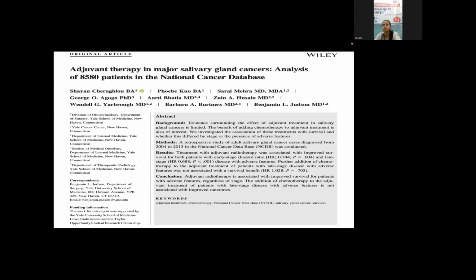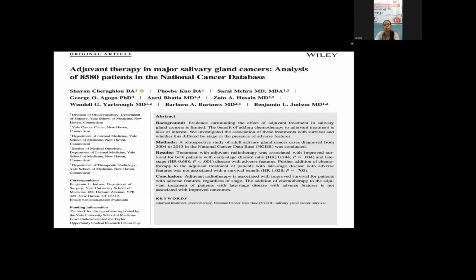And this study has also looked at chemotherapy. We normally do not advocate chemotherapy along with radiation therapy in parotid malignancies, and this NCDB analysis has shown that the addition of chemotherapy along with radiotherapy, especially in later stage disease, did not show any improved outcomes.